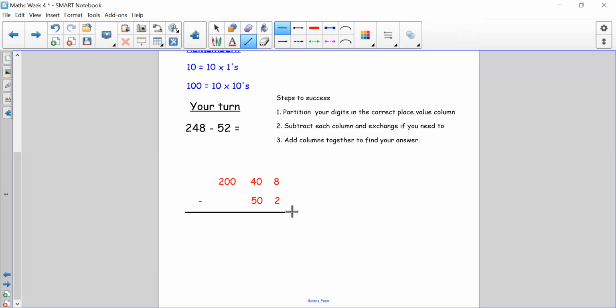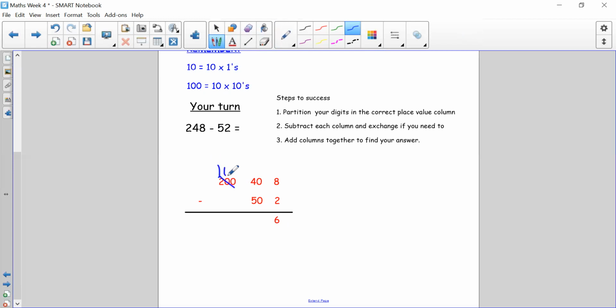Okay, now we are going to subtract. So 8 take away 2, we can do. 8 take away 2 is 6. Well done. 40 take away 50. We don't have enough here, so we need to go across to the hundreds. What am I going to do with my hundreds? I'm going to exchange. Well done.